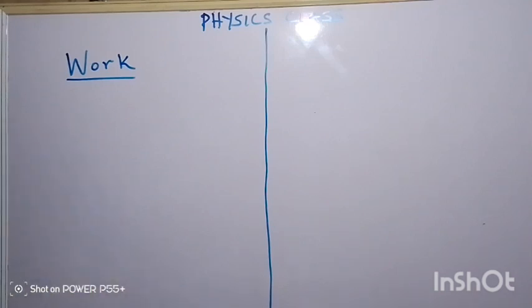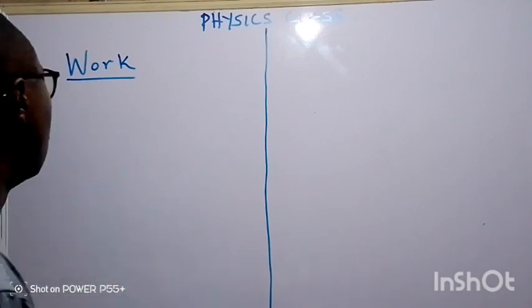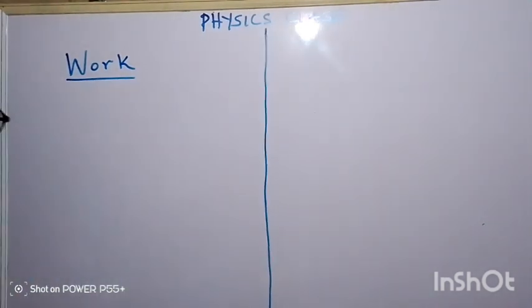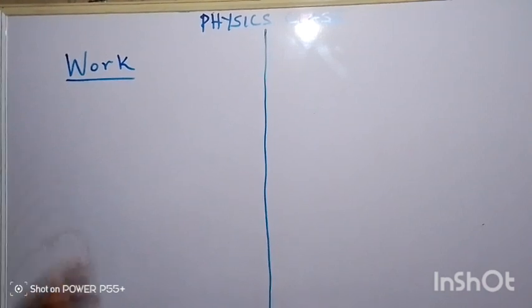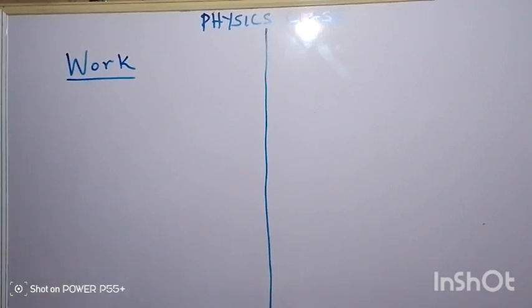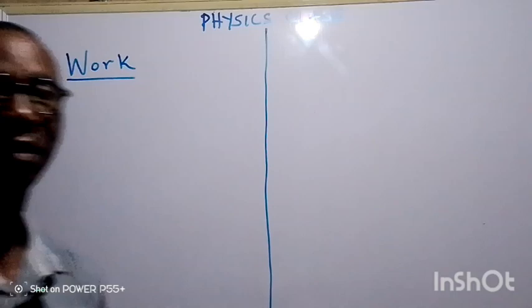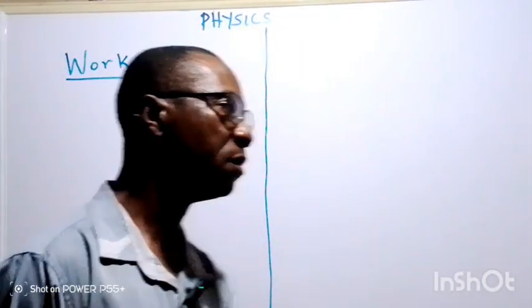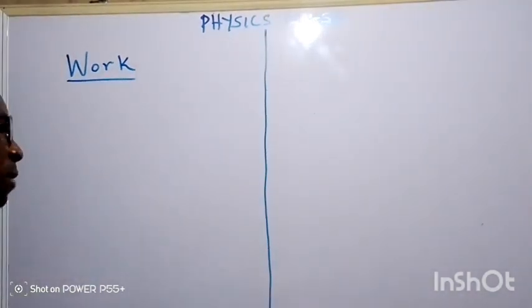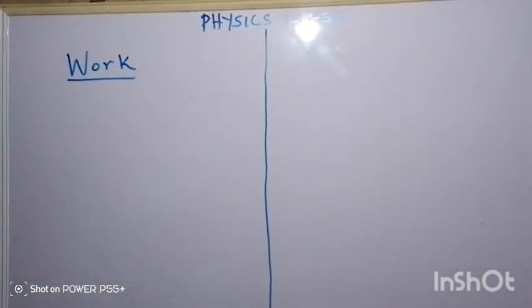Work can be simply defined as the product of force and the displacement in the direction of the force. That is, in physics, before work can be done, there must be a force acting on a particular object in a particular direction. The displacement must be in the direction of the force.